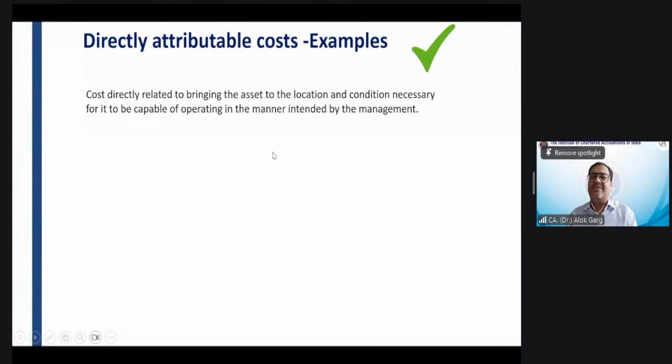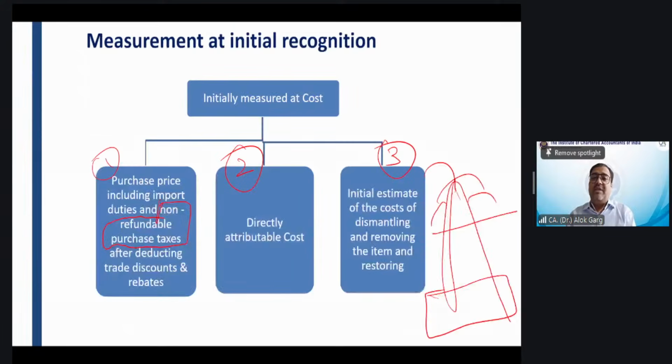So we discussed it, right? The measurement of PPE has to be initially at cost. Cost means purchase price plus import duty plus non-refundable purchase taxes minus discounts and rebates plus directly attributable cost plus initial estimate of the cost of dismantling and removing the item and restoring. Right?